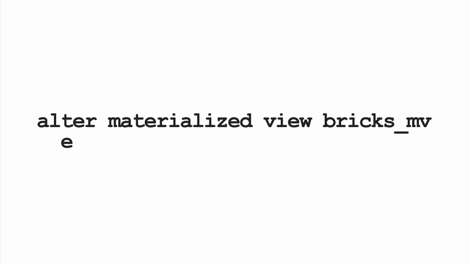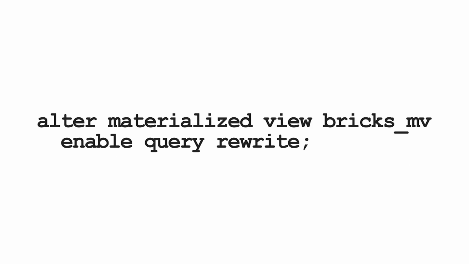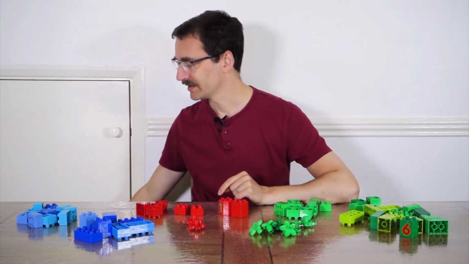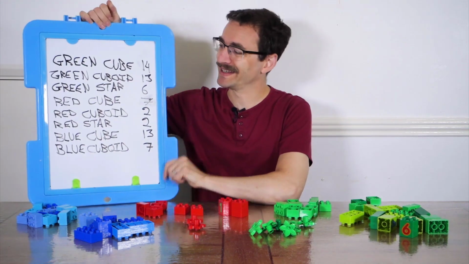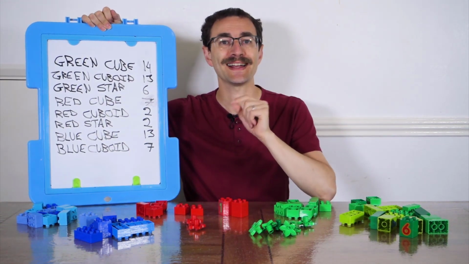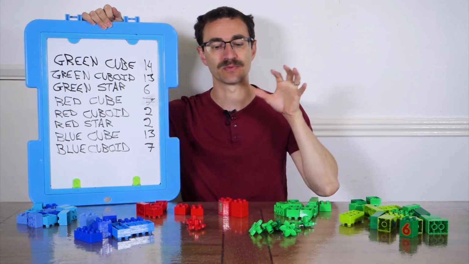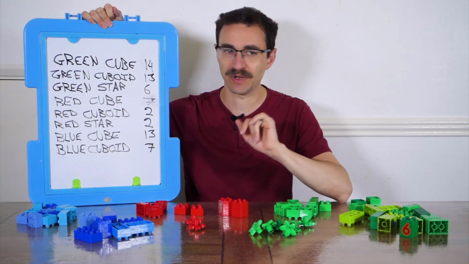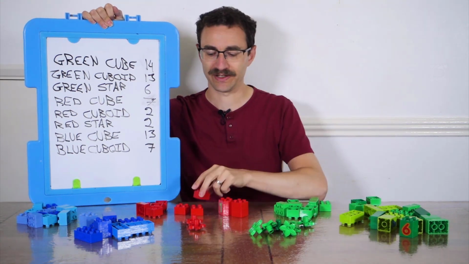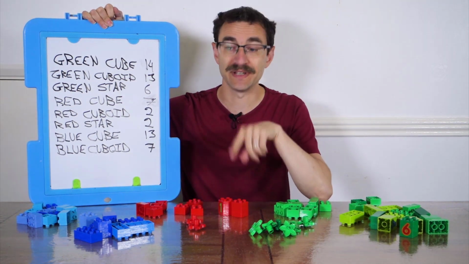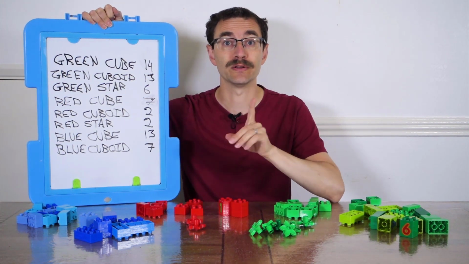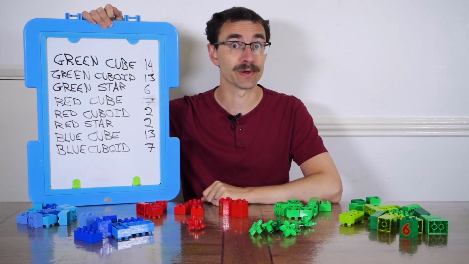But in order to be able to do a query rewrite, first you must enable it on the materialized view. Also, and more importantly, the data we have stored in the materialized view must exactly match what we would get from running the query against the table itself. If we change any information, say add another red cube, there is now a mismatch between the table and the materialized view. So the database will no longer do a query rewrite.